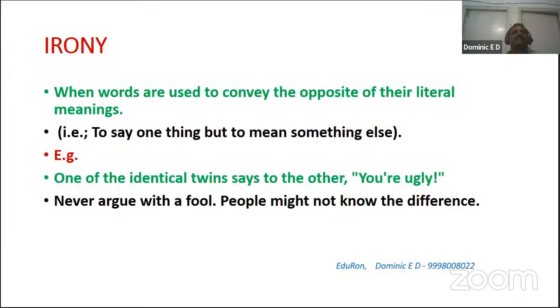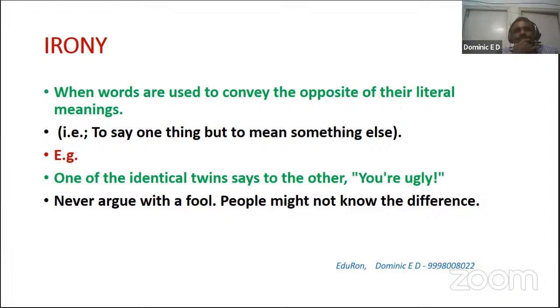Irony. Here, there are actually different types of ironies. When words are used to convey the opposite of their literal meaning, meaning you say one thing, but you mean something else, then that is irony. Look at the two examples over there.